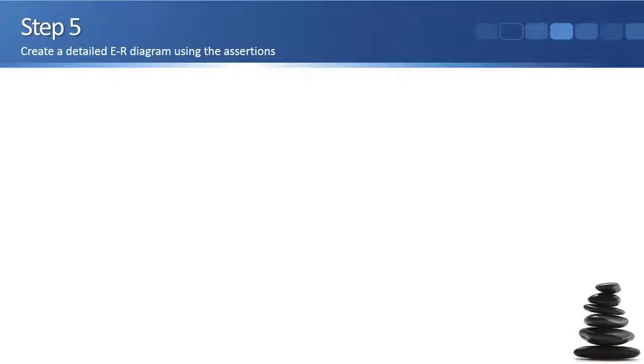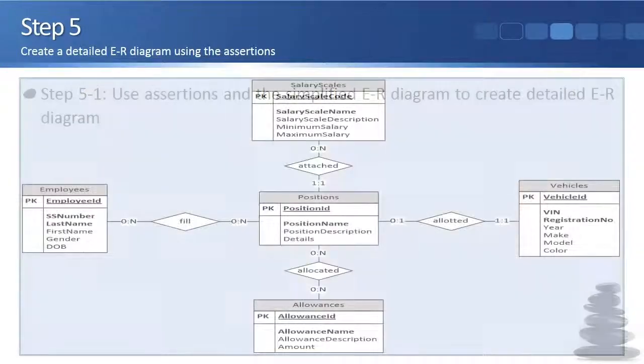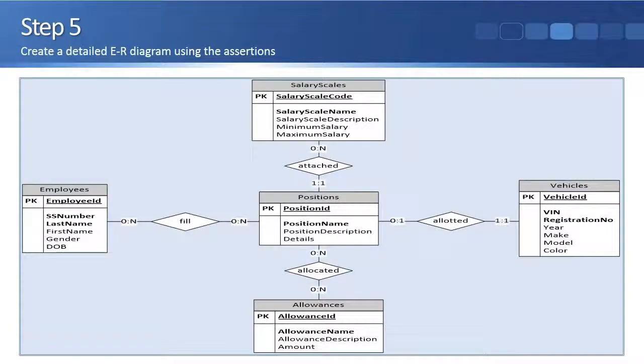Step 5. Create a detailed ER diagram using the assertions. This step has only one sub-step, Step 5.1. Use assertions and the simplified ER diagram to create detailed ER diagram. At the end of this step, a detailed ER diagram is created using the list of assertions created at the end of Step 4 and the simplified ER diagram created at the end of Step 3. This detailed ER diagram contains information about optionality and cardinality.